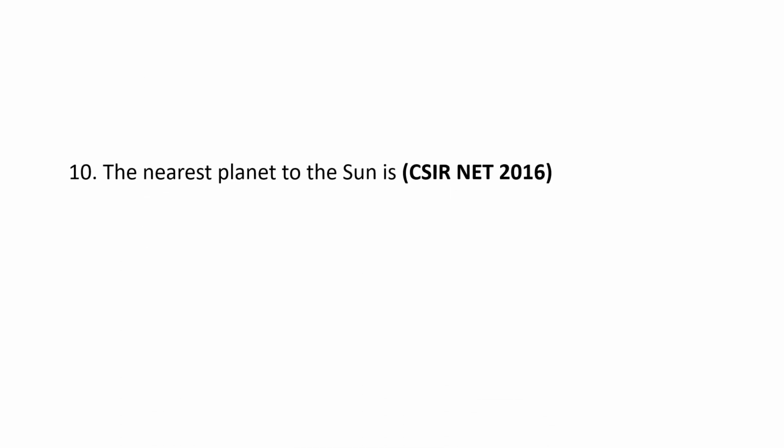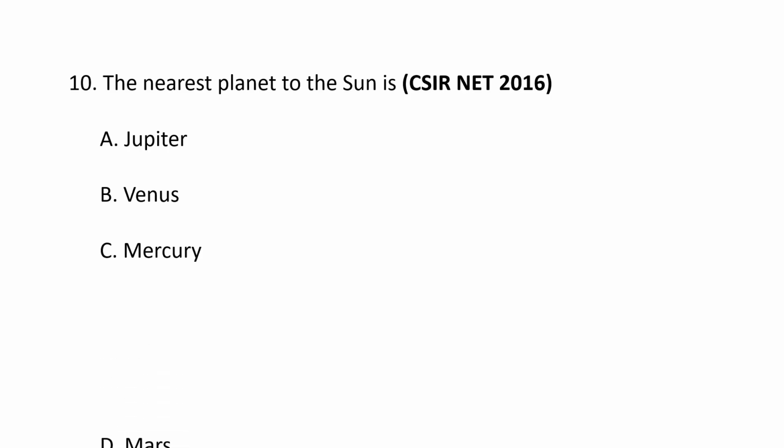Next question. The nearest planet to the Sun is A. Jupiter, B. Venus, C. Mercury, D. Mars. So the correct option goes as C.